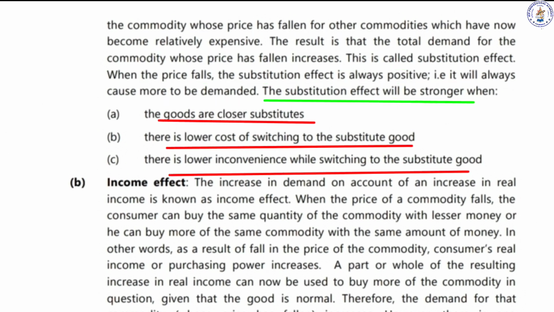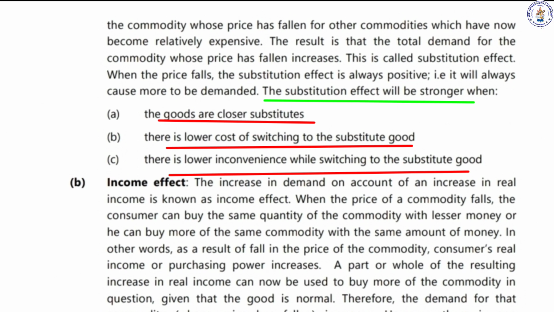But where will the substitution effect be felt stronger? There must be a close substitute. As I said, tea and coffee, something hot to be drunk, is a very close substitution. Maybe a water cooler for an AC, both give a chill feel, so it's a close substitute. So the product compared should be a very close substitute. Then we can feel this substitution effect.